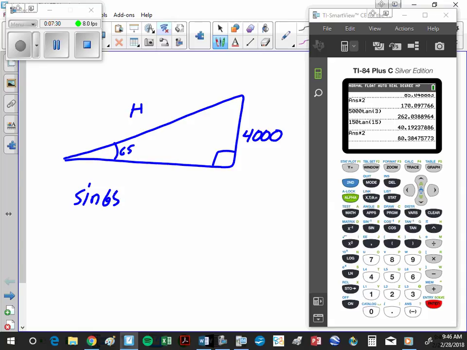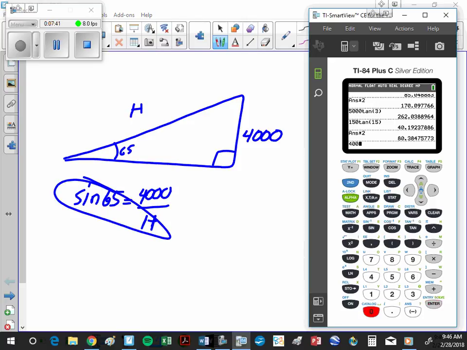So the sine of 65 is 4,000 over h. Is that a multiply or a switch? We switch those. 4,000 divided by the sine of 65. So the ski run is 4,413 feet. Is that what the back of the book said? 4413? Oh, they rounded it. That 6-inch difference is a big deal. Oh, okay. Round to the nearest foot. All right.